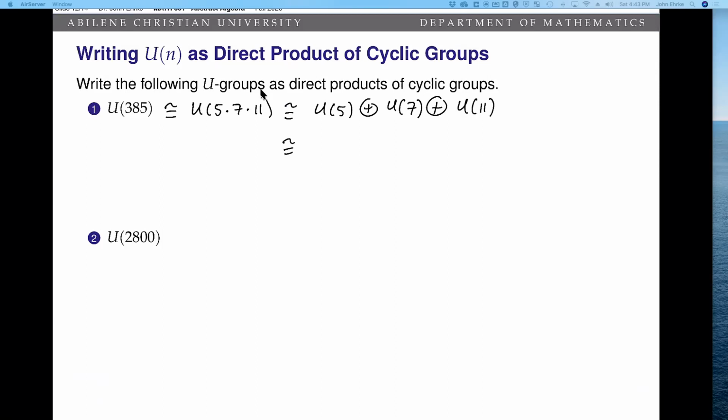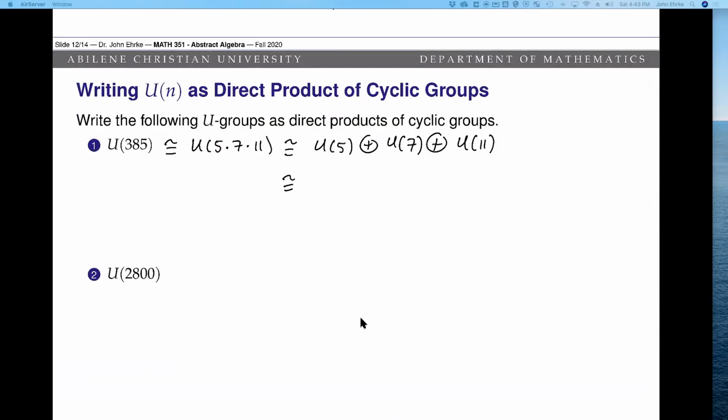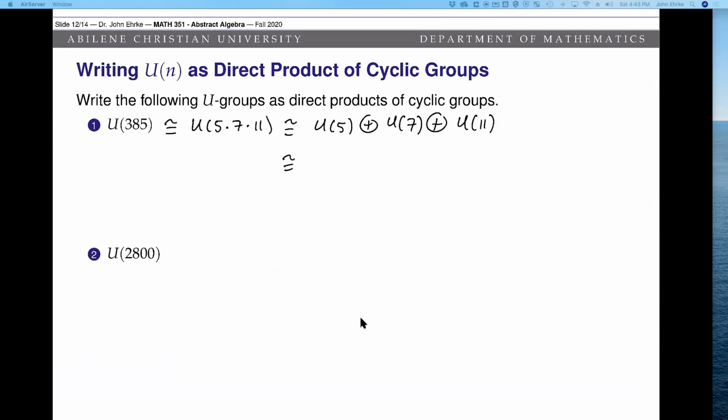But using Gauss's theorem, I can write U5. If you have a prime factor right here, U to the P for any prime factor would be isomorphic to Z P minus 1. You can see there, because if n is 1, you have P to the 1 minus P to the 0. P to the 0 is 1, so you get 1 less than the value there. So when I'm looking at U5, that would be isomorphic to Z4. When I'm looking at U7, that would be isomorphic to Z6, and U11 would be isomorphic to Z10.